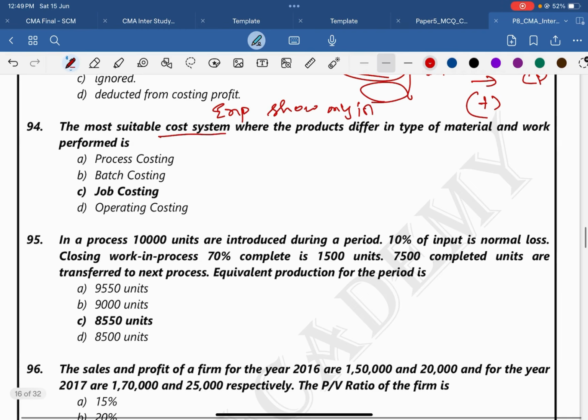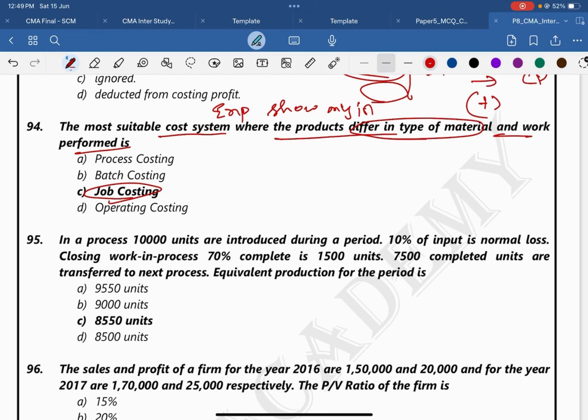The most suitable cost system where the products differ in type of material and work performed is known as job costing. Very simple process. One by one, repetitive purpose batch for a particular product will be produced in batch for mass production. Job costing is different from a repetitive process, where type of material and work performed are completely different for each job. A may be one person, they may give a separate job. B may be one person, they may give a separate job. Let's say building construction. There is a building construction called A Construction Limited. So for A Construction Limited, they may get 5 to 6 different jobs. They need to compute cost for each of the 5 to 6 different jobs separately.